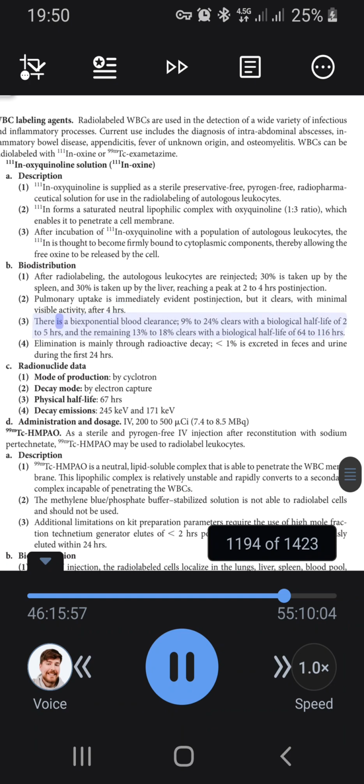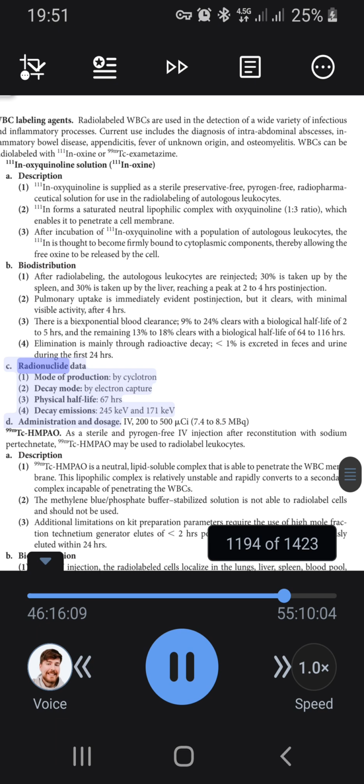3. There is a bi-exponential blood clearance. 9% to 24% clears with a biological half-life of 2 to 5 hours, and the remaining 13% to 18% clears with a biological half-life of 64 to 116 hours. 4. Elimination is mainly through radioactive decay. 1% is excreted in feces and urine during the first 24 hours.